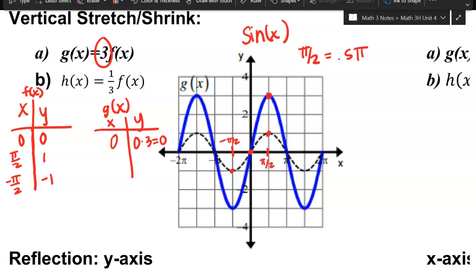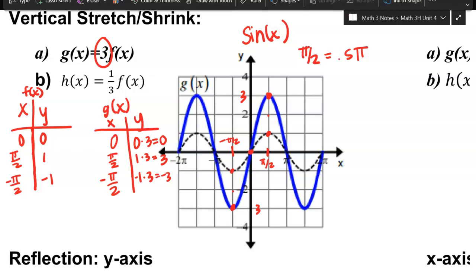All right, next one. So we have pi halves. And then 1 times 3 is going to be 3. So 1, 2, 3. So notice it's right there. Negative pi halves. Same thing, negative 1 times 3 is negative 3. So let's check that one. 1, 2, 3. And we are right there.